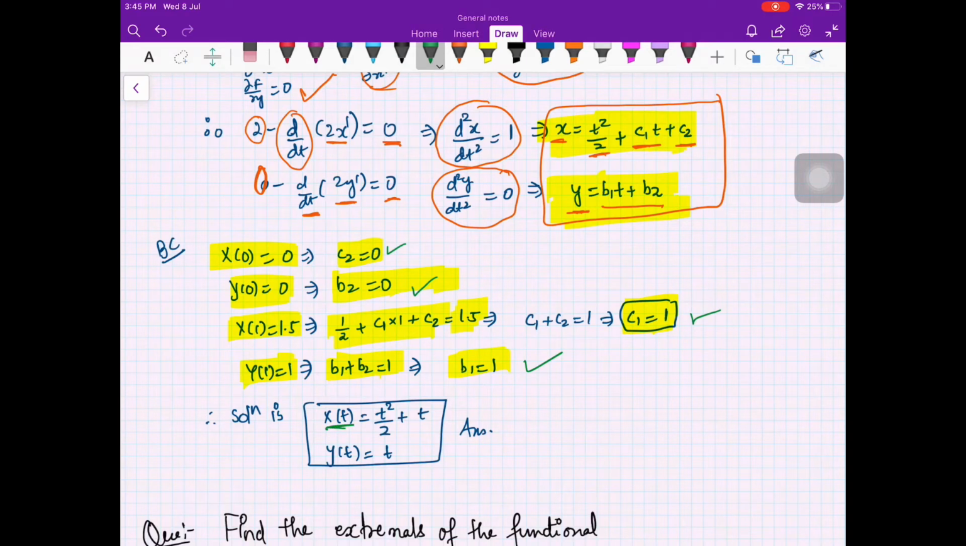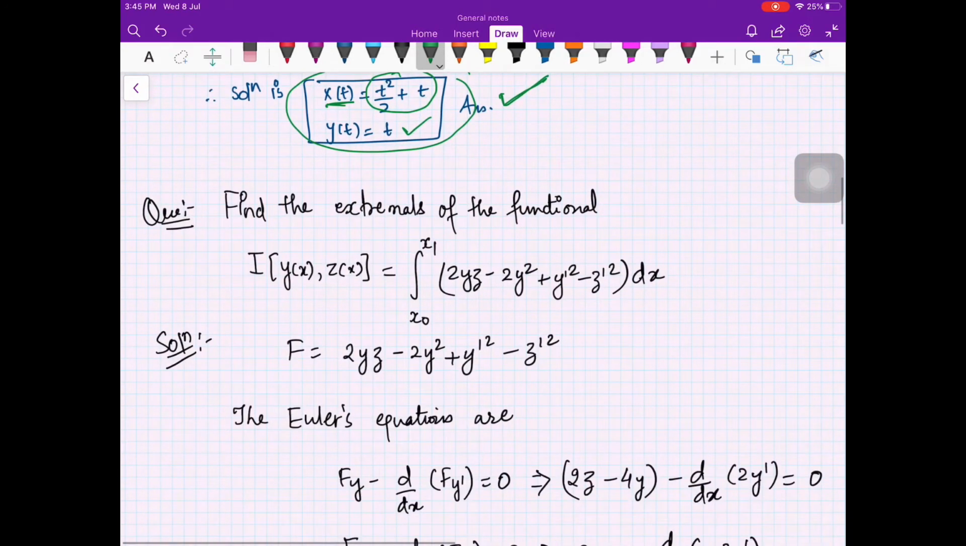So your answer is x(t): you put the value c1 is 1 and c2 is 0, so you get t square plus 2, t square by 2 plus t. And here you put b2 equal to 0 and b1 is equal to 1, so you get y(t) = t. Right, so this is what we wanted to prove, that your extremal lies along this curve. So hence proved. Let us look at one more problem.